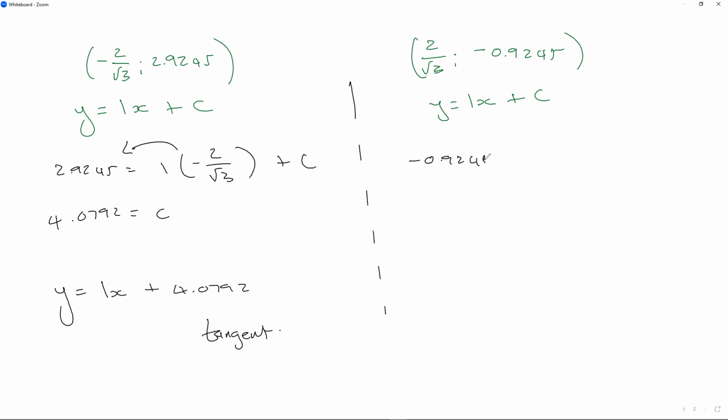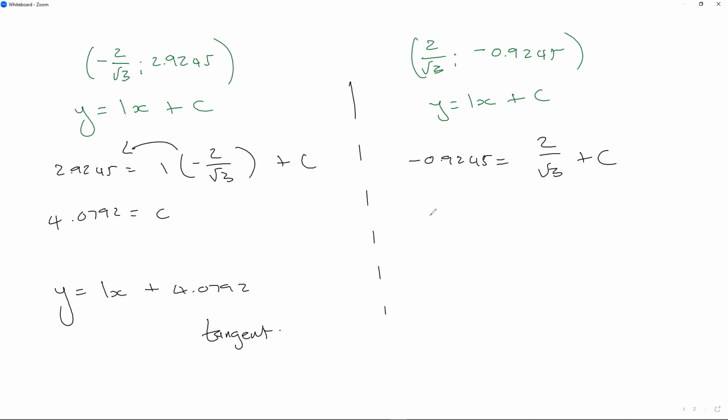Likewise for this one, substituting negative 0.9245. Now this is just simply substitution, right? So nothing crazy. It's all just simple equations. This is going to be 2 over root 3 plus c, negative 0.9245 minus fraction button. Keep an eye on this. I'm going to give you the next one. You're going to try and solve this with minimal error, right?